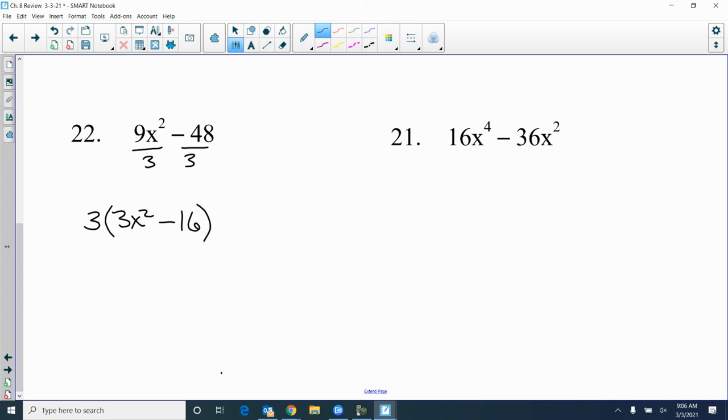I always want to take another look and see what I ended up with inside those parentheses. Is there a GCF still in there? Maybe I didn't take out the greatest common factor. Maybe I just took out a common factor. I do not have a greatest common factor here. The next thing I've got to look for is difference of squares. Do I have difference of squares? I don't. So now it's completely factored. That's your answer. Sometimes all you can do is take out a GCF.